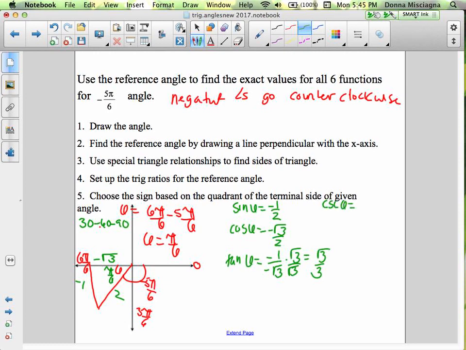Cosecant theta is the inverse of sine. That's going to be 2 over negative 1, or negative 2. Secant theta is the inverse of cosine. That's going to be 2 over negative square root of 3. And then we'll have to rationalize. So that's going to be negative 2 square roots of 3 over 3. And then finally, cotangent is just the inverse of tangent. Now it's going to be adjacent, negative square root of 3, over the opposite, which is a negative 1, and those negatives will cancel. That's just a square root of 3. So there are our 6 trig ratios.